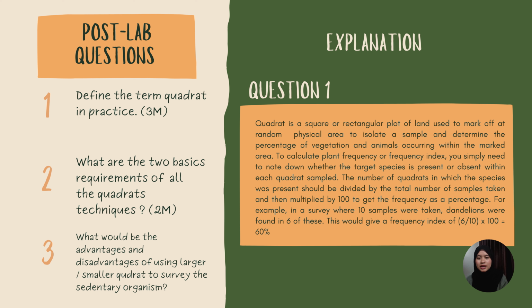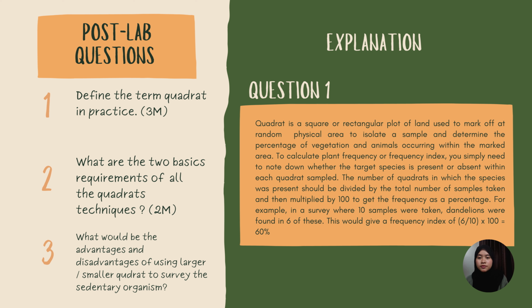Moving on to the next one, which is post-lab question. The first question is, define the term quadrat in practice. Quadrat is a square or rectangular plot of land used to mark off at random physical area to isolate a sample and determine the percentage of vegetation and animals occurring within the marked area.